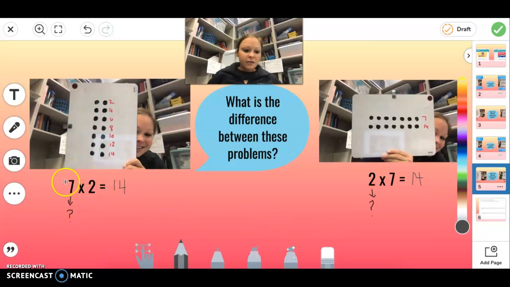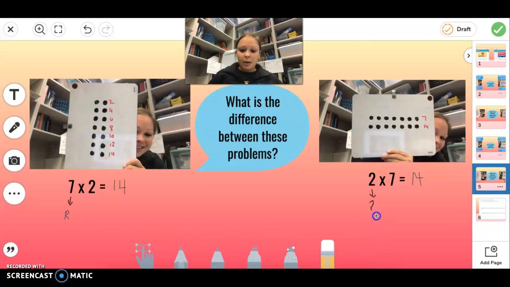So what does the first factor stand for over here? In this problem, what does the 7 represent? Is it the number of rows or the number of columns? You're right, it's the number of rows. 1, 2, 3, 4, 5, 6, 7. So I'm going to put an R for row here.